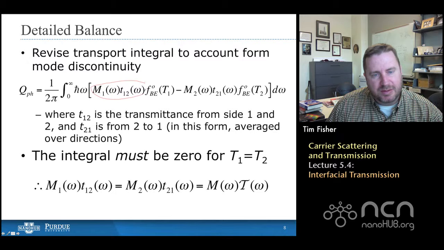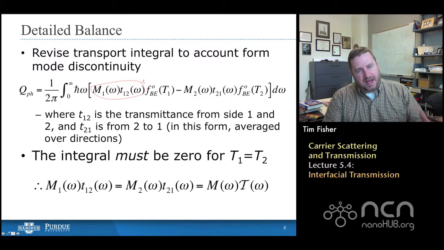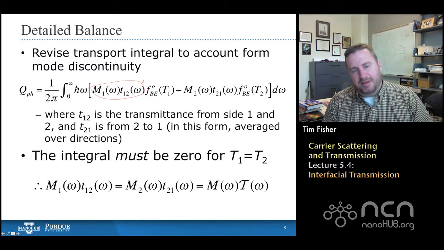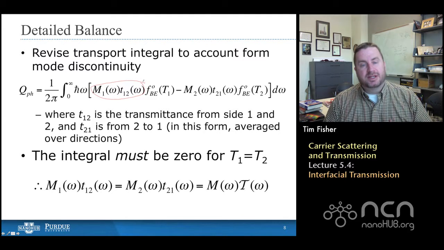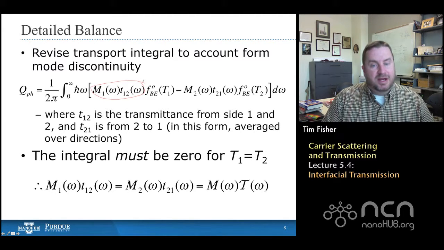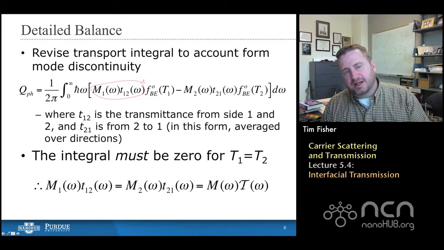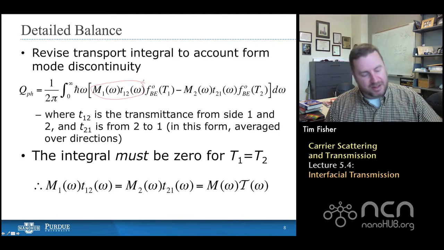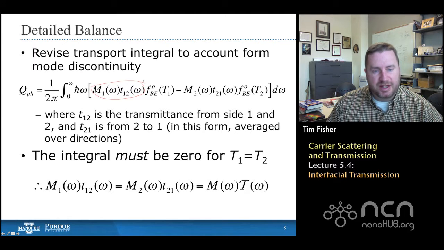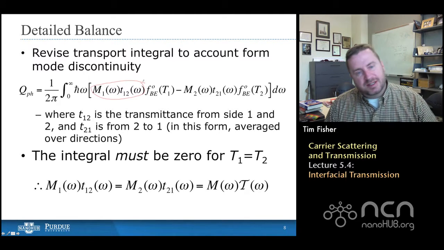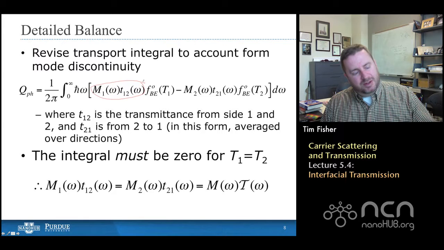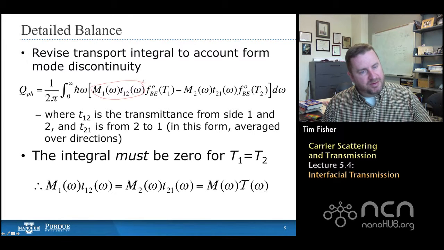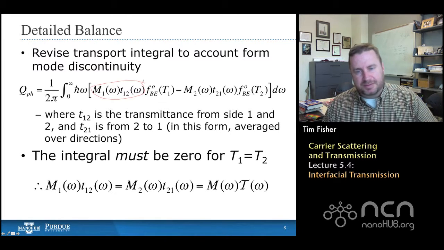We have these terms, right? And we take that product, multiply it by the distribution function that's feeding it from the reservoir on the left, and that's going to tell us how much of the carrier ensemble is going to reach the other side, because the 1-2 signifies the transport from medium 1 to medium 2.